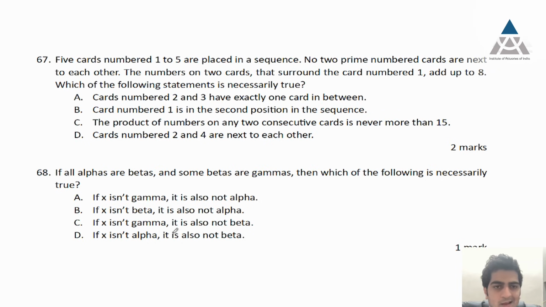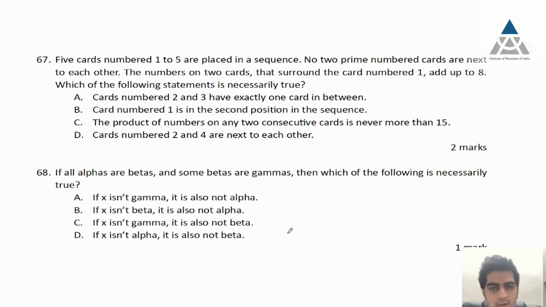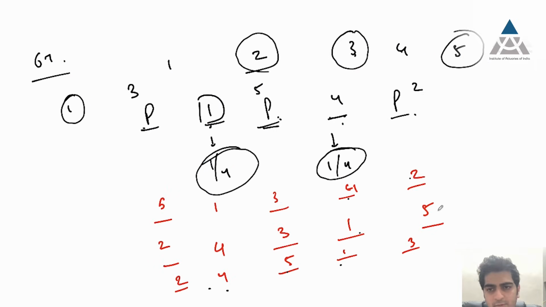For completeness, let's look at option C also. The product of numbers on any 2 consecutive cards is never more than 15. So first of all, to get more than 15, the only option is 4 and 5 could be next to each other. If 4 and 5 next to each other, the product is 20. And you can see in our option 1, 4 and 5 next to each other. In the fourth one also 4 and 5 next to each other. So that's why you can clearly see that C is also not necessarily true, which means D is definitely the correct answer. So answer here is option D.